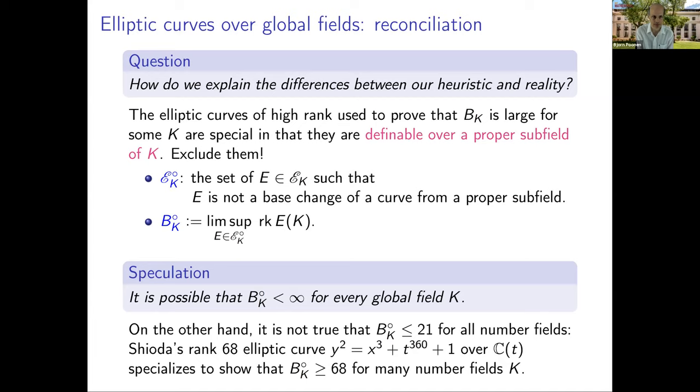So the way we propose to correct our heuristic is just to exclude the elliptic curves that come from a smaller field. And if you exclude those, then it's conceivable that there's again a uniform upper bound. There's no counterexample known to that statement, even for function fields. And so that's what maybe I believe. It's still not true that 21 is exactly the number, because there are a few special families, like this example of Shioda that gives you infinitely many of rank at least 68. But outside of that special family, it's possible. Even so, it seems reasonable to guess that it's uniformly bounded once you exclude these curves coming from lower fields.